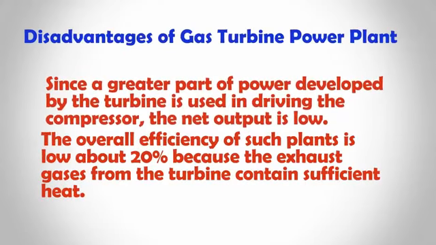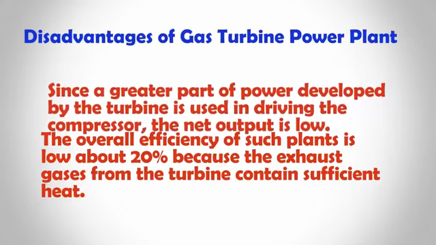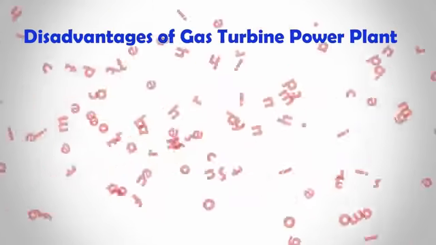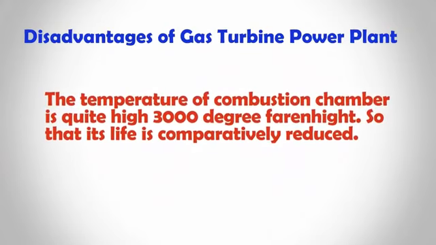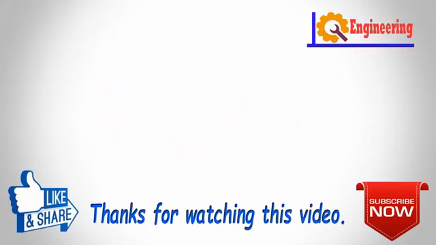The overall efficiency of such plants is low, about 20%, because the exhaust gases from the turbine contain sufficient heat. The temperature of the combustion chamber is quite high, 3000 degrees Fahrenheit, so that its life is comparatively reduced.